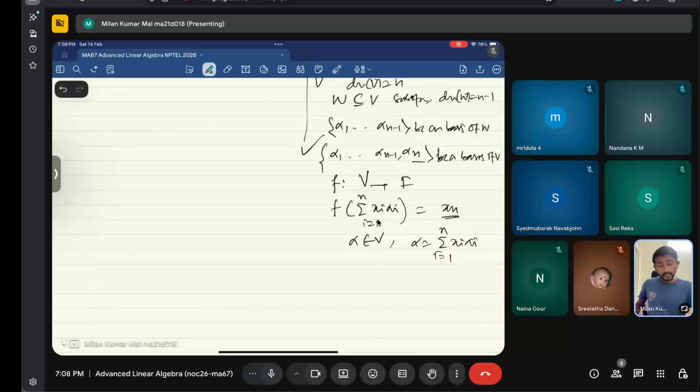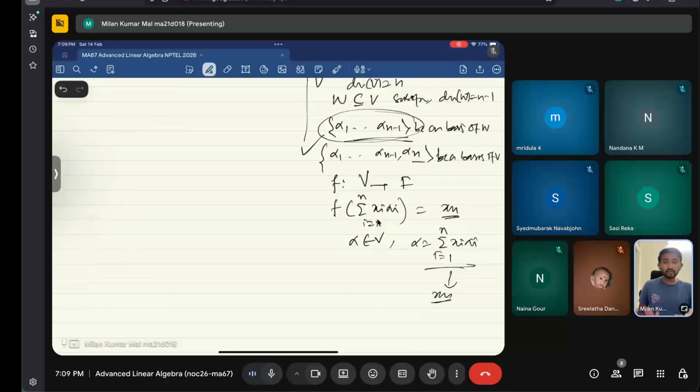So in that case, f being linear, f will map something, but what will it map? f should map this vector to the last x_n. Then if you look carefully, any vector in W must go to 0, because any vector in W is spanned by alpha 1 to alpha n minus 1. So there will not be any coefficient corresponding to alpha n. That's why any vector in W must go to 0.